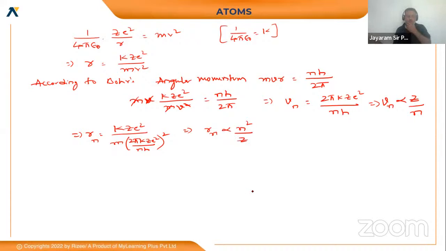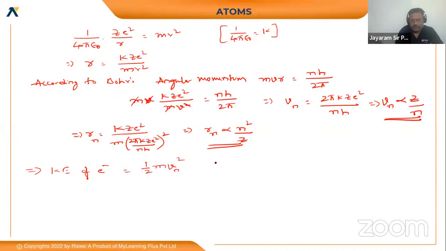So these are very, very important relationships we need to remember, because in the examination we cannot solve all the way; it takes certain time. So we definitely have to remember those things. As we have got the radius and the velocity of the nth orbit, you can now go for the kinetic energy of the electron, which can be represented as half m vn square, the velocity of the nth orbit squared.